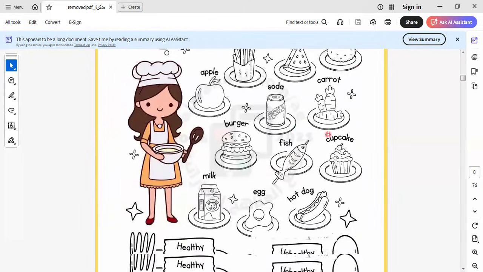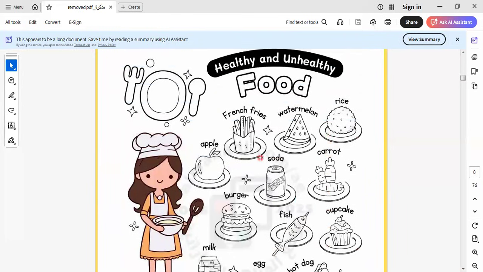Let's make types of healthy food. I will give you the food and say healthy or not healthy. Here are French fries. Will it be healthy or unhealthy? No, it will be unhealthy. So I will write "un" to mean unhealthy.